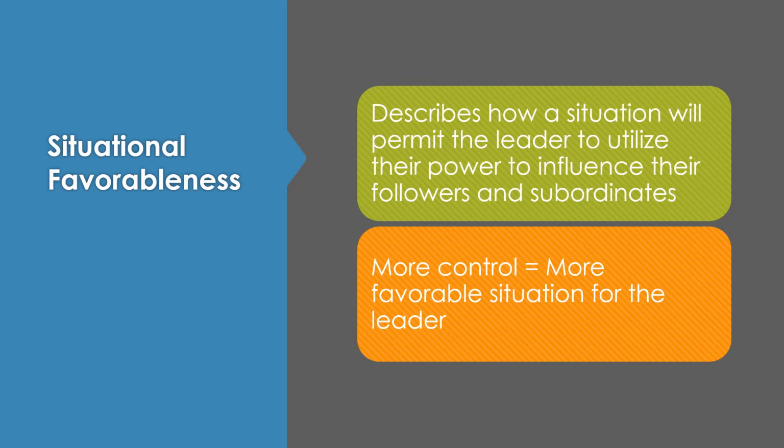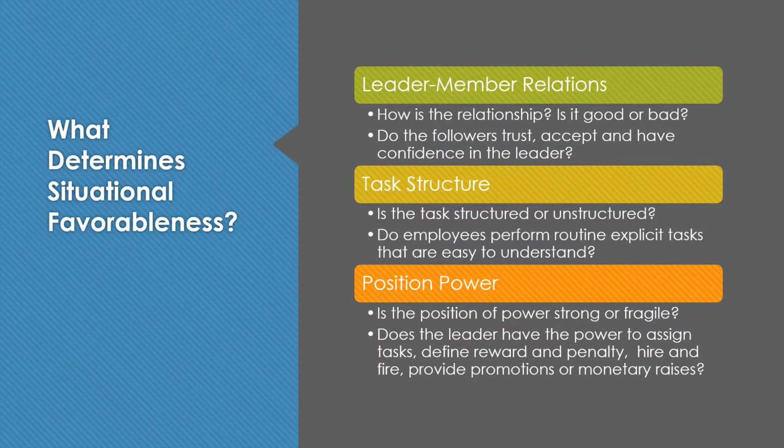Another important aspect of contingency theory is situation favorableness, meaning how the situation will allow the leader to use power to influence their followers and subordinates. The contingency model suggests that the more control a leader has over the situation, the more favorable outcomes he or she will have. What determines situation favorableness? Let's examine the three elements.